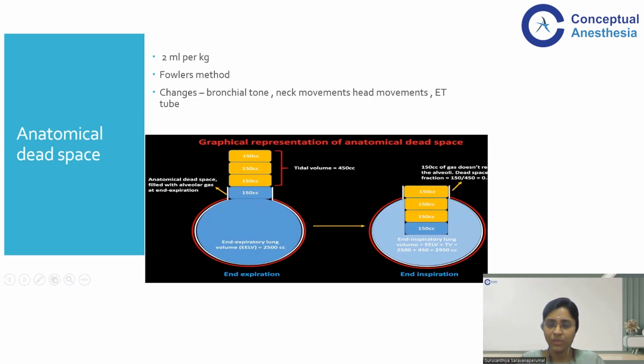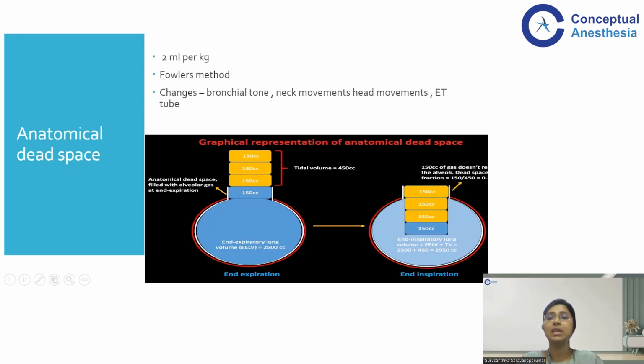Once the gas is moved into the alveoli, only 300 ml of air enters for gaseous exchange, and this 150 ml of air remains in the conducting airways. This 150 ml constitutes the anatomical dead space. So if the bronchus is constricted, then the dead space may come down. If the bronchus is dilated, then the dead space may go up.